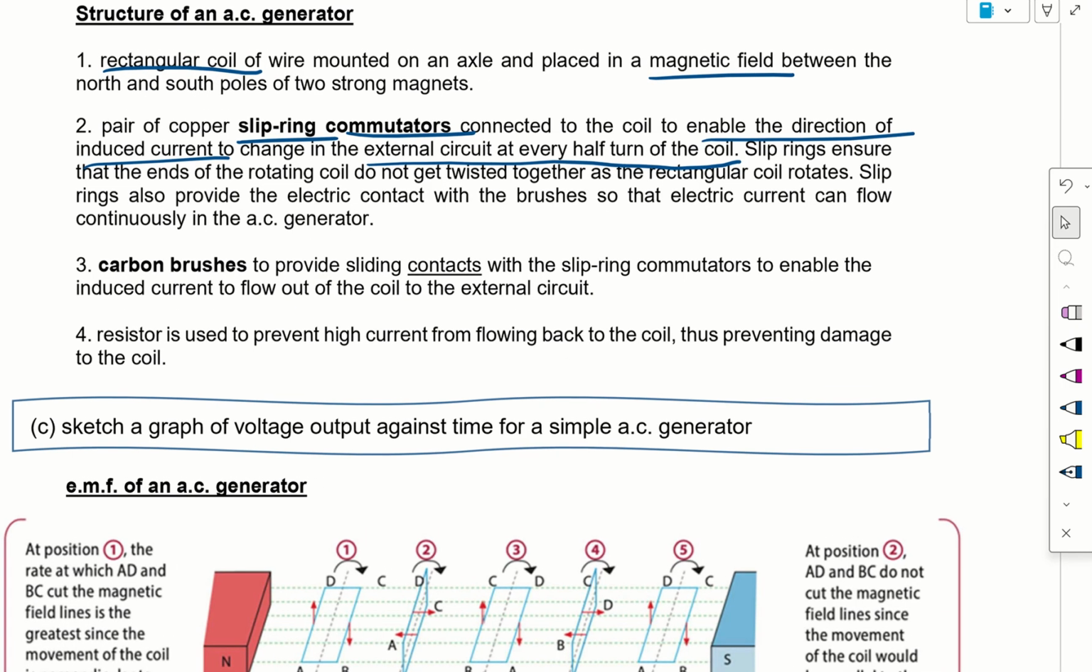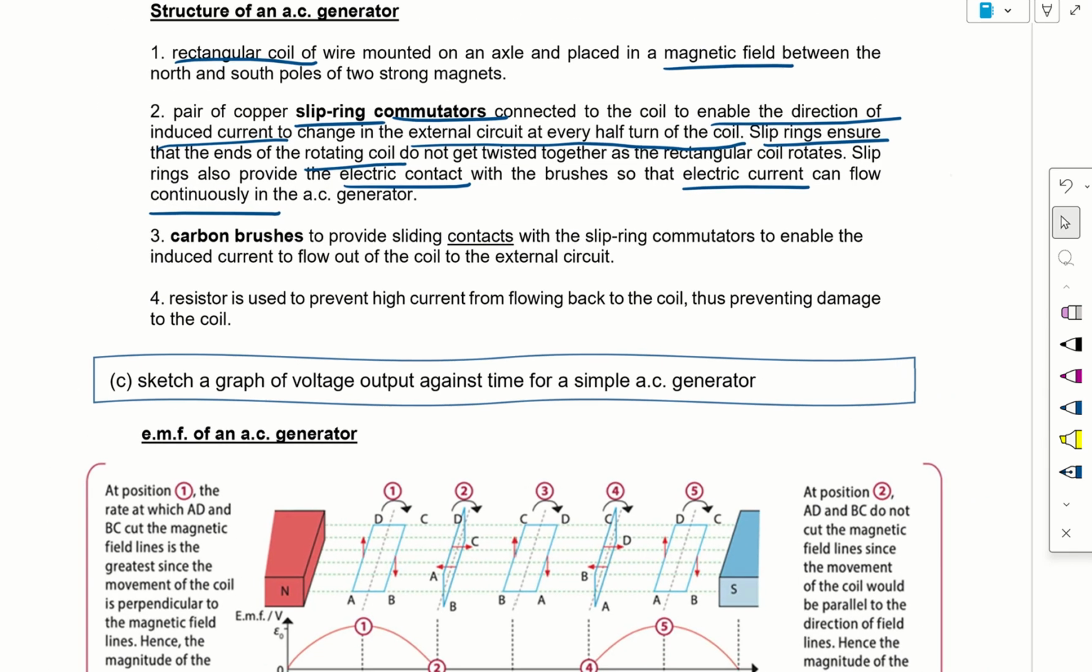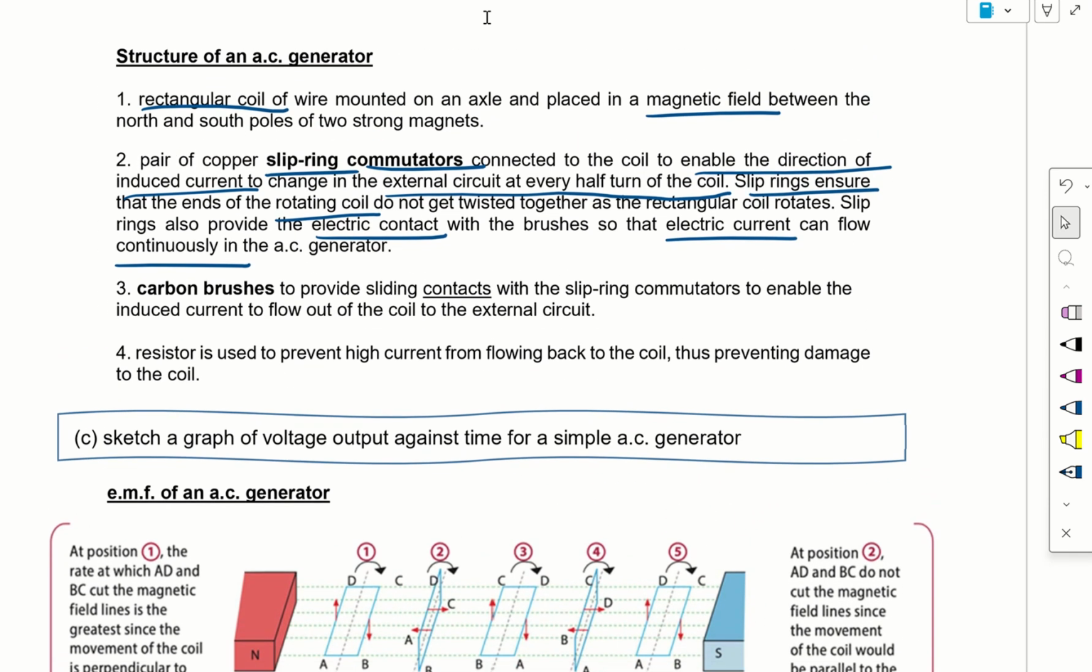The slip ring ensures that the ends of the rotating coil do not get twisted together. They also provide the electrical contact so that the electric current can flow continuously. So what's the purpose of the carbon brush? It is to provide a sliding contact, as we have in the motor as well, to enable the induced current to flow out to the external circuit. The resistor is used to prevent high current from flowing back to the coil. So this is for success criteria B.